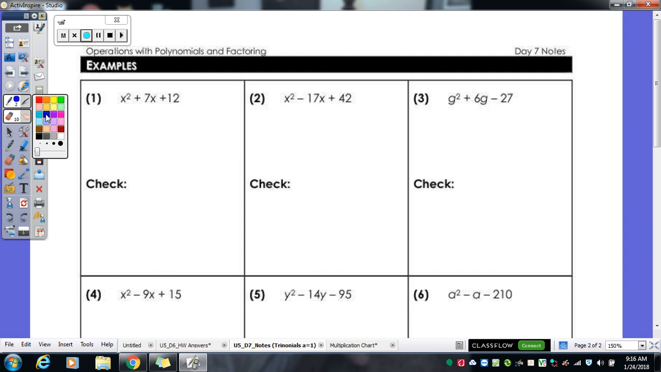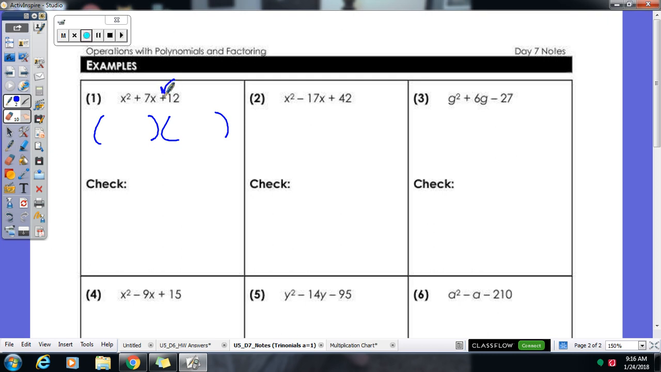So let's try some examples. So let's take a look at our back page. So example 1, we have a trinomial. So first thing I do is I set up my two sets of parentheses. I then look at my sign here. Because that is a plus sign, that means when I factor, my signs are going to be the same. So I look to the one before it. This means they're both going to be plus. So I put my signs in there.